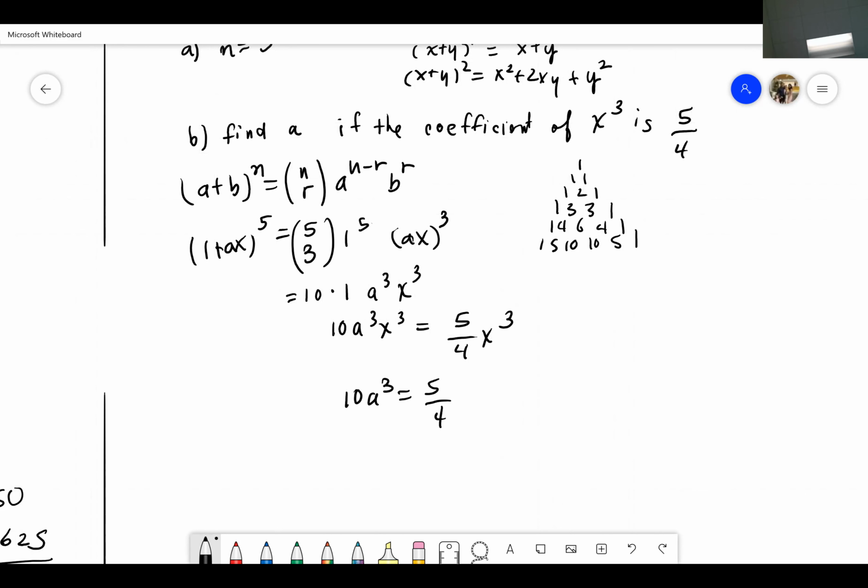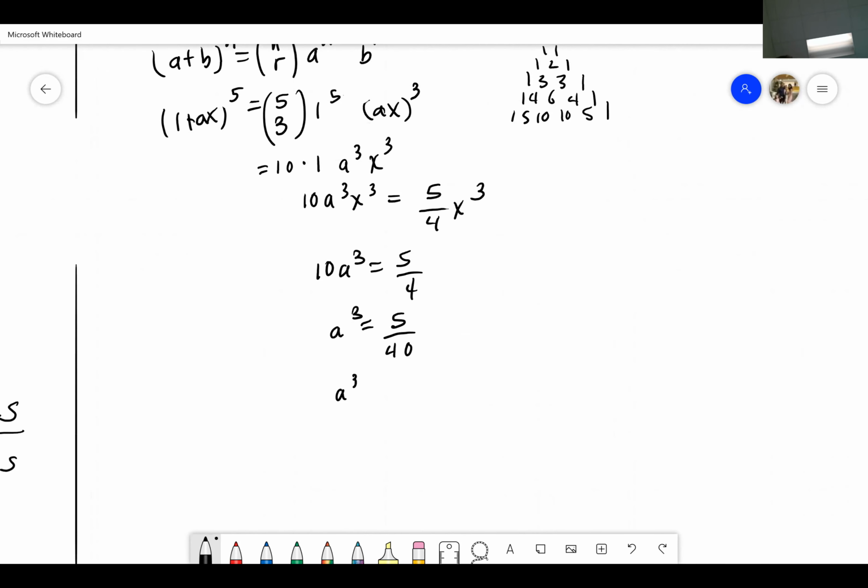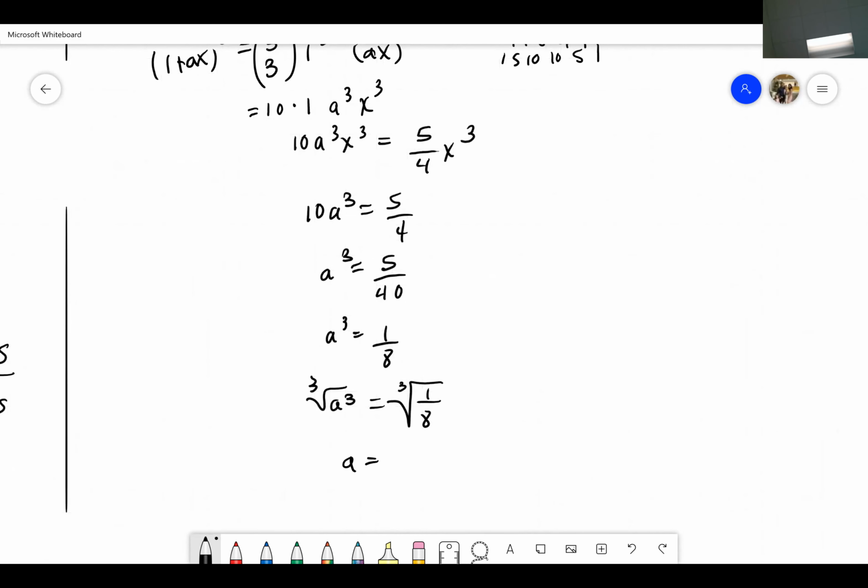We divide both sides by 10. Let's go ahead and write this nicely. So a to the third equals 1/8. We take the third root of both sides. So a must therefore equal 1/2.